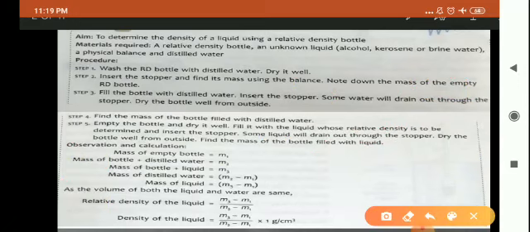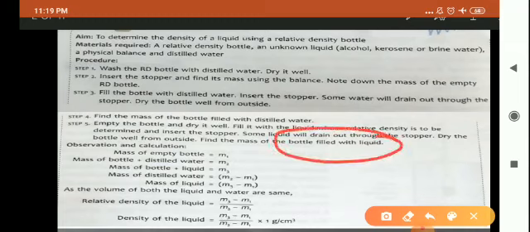Okay. Now what you are going to do? Again you are going to empty this RD bottle and fill it with the liquid whose relative density, or you can say density, you need to determine. Now again insert the stopper. Some of the liquid will drain out through the stopper. Dry the bottle well from the outside and find the mass of the bottle with the liquid.